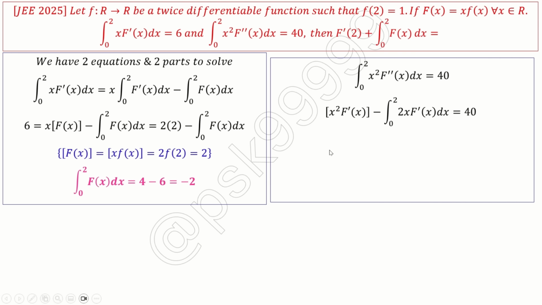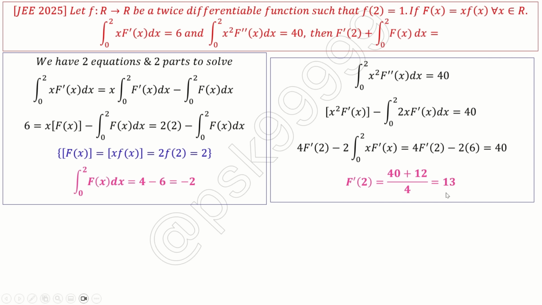Now carefully observe this part. This part is nothing but x square into f dash x from 0 to 2. Correct? So if I apply 2, it will become 4 times f dash 2, and if I apply the 0 limit, this will anyway become 0. So this is nothing but 4 times f dash 2 minus 2 times the integration from 0 to 2 of x f dash x, which we already know. This is given as 6. If you see here, this is already given as 6. So 4 times f dash 2 minus 2 times 6 is 40. So my f dash 2 is nothing but 13. Carefully do it, you will get 13.